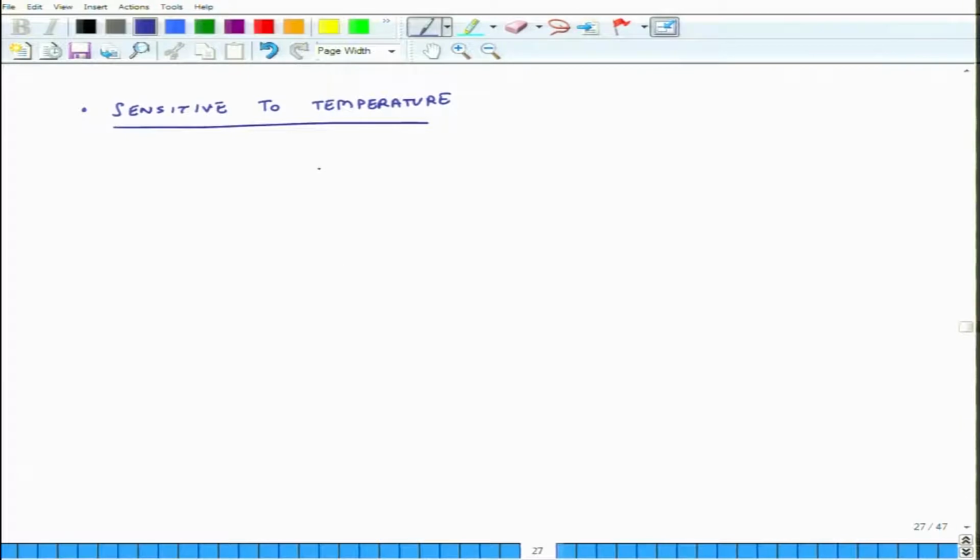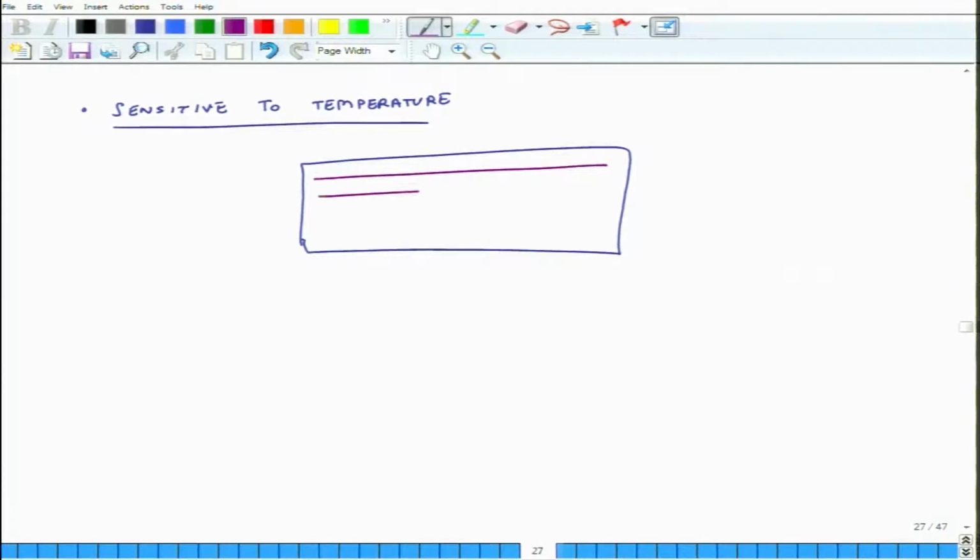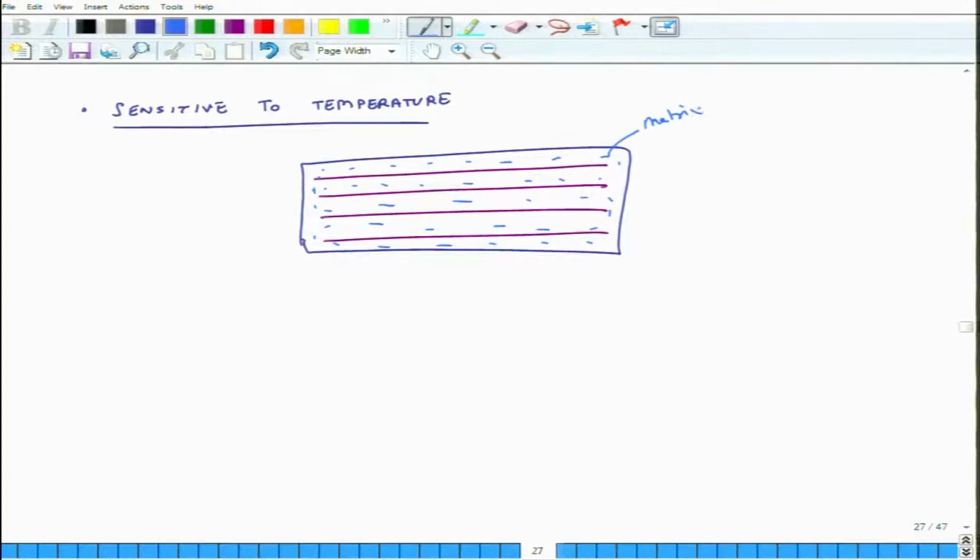So, let us look at a very simple single layer composite, okay. And this composite is made up of, let us say, glass fibers all running in one direction, and then it is surrounded and bonded together by matrix material. So, this is matrix and this is fiber, this is fiber.